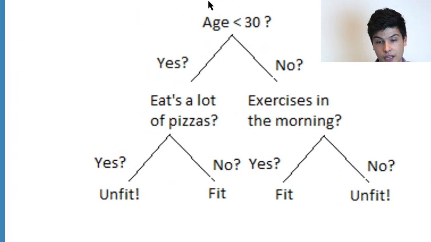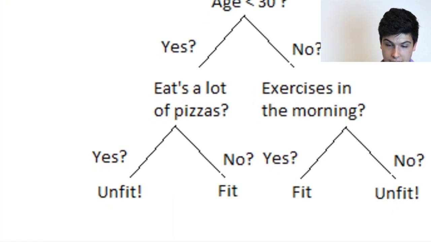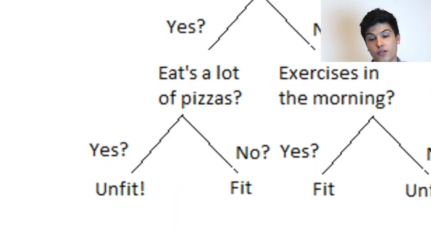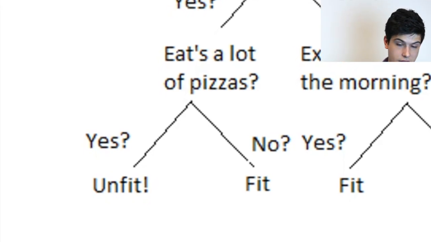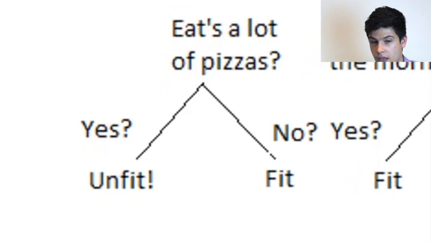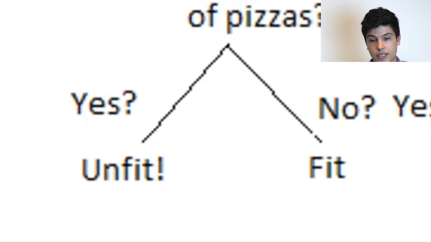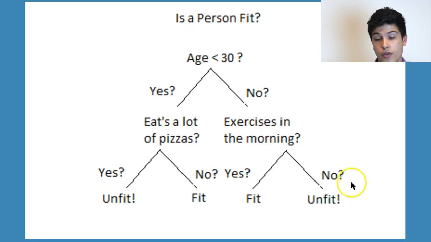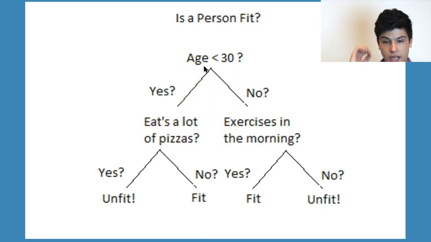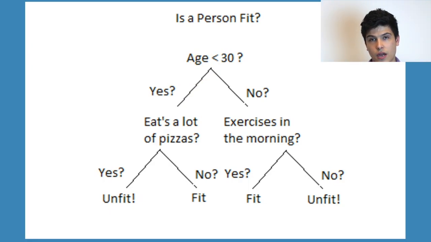Is a person fit? So is their age under 30? Yes. Then you'd ask, do they eat a lot of pizzas? Yes. Then they're unfit. Or no, then they're fit. So really briefly how the decision tree works, is it switches around the orders of the questions. So instead of asking first, is the age under 30? It would ask, do you eat a lot of pizzas? And then, is the age under 30? And as you switch the questions around, you get different degrees of accuracy, and it finds the most accurate model.